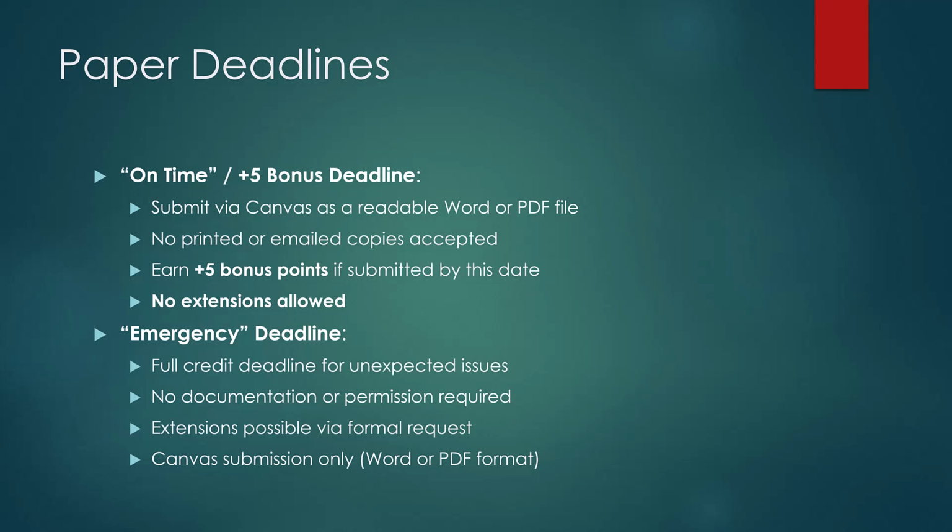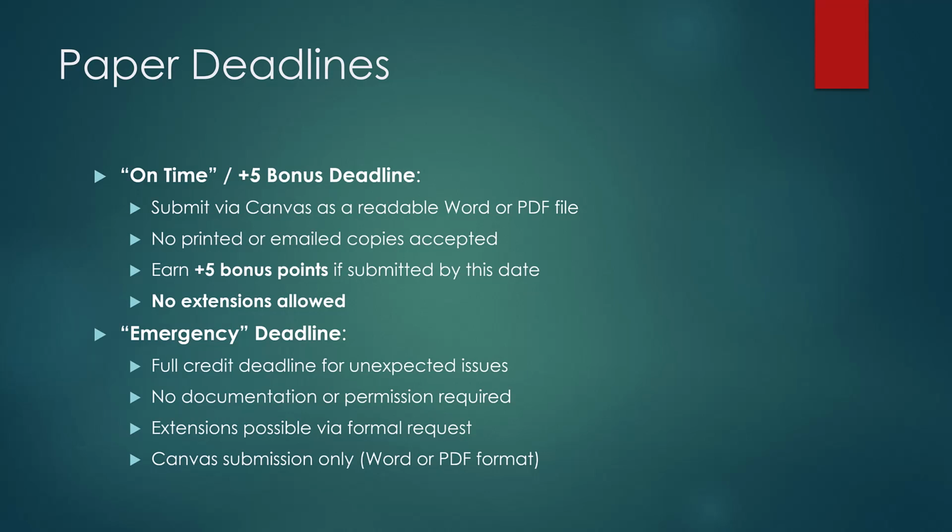Now, what if something goes wrong? Well, that's why there's a second deadline. The emergency deadline is a week after the on-time deadline. It's a full credit deadline for unexpected issues, or if you just want more time. You don't have to have any documentation. You don't have to get any permission to use this. You just turn the paper in for this deadline. The reason I have this is because things sometimes happen in the semester that would result in the paper not being able to be completed, like a mild illness, other work to do, etc. And to use this emergency deadline, you don't need permission or an excuse. You can just use it.